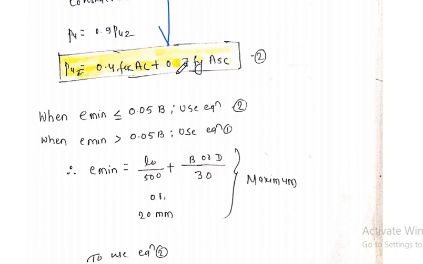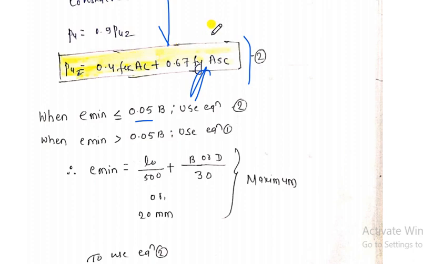Now another question that comes up is at what place we use this formula and at what place we use the first formula. So remember, if e minimum is less than or equal to 0.05 b, then use this formula. If e minimum is less than or equal to 0.05 b then use this formula, else if it is greater, then use the first equation, that is the 0.45 fck Ac plus 0.75 fy Asc formula.